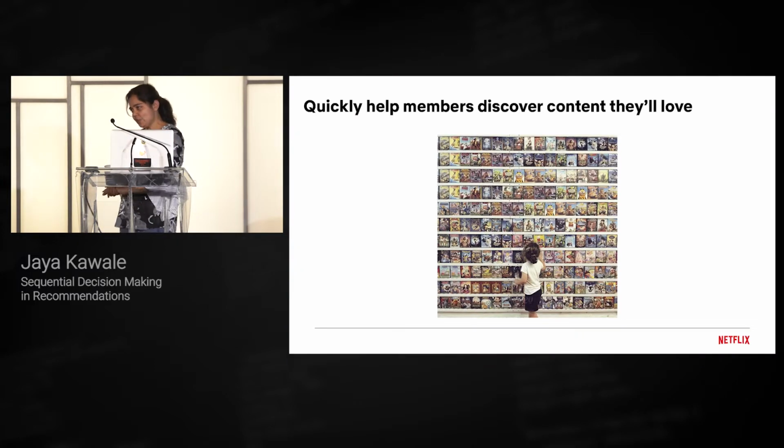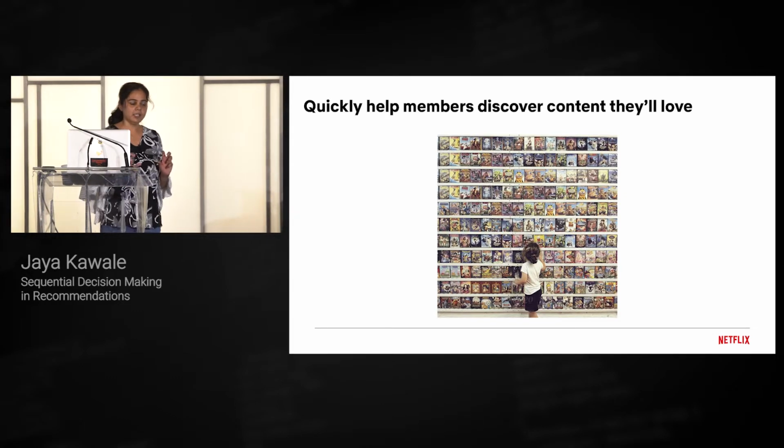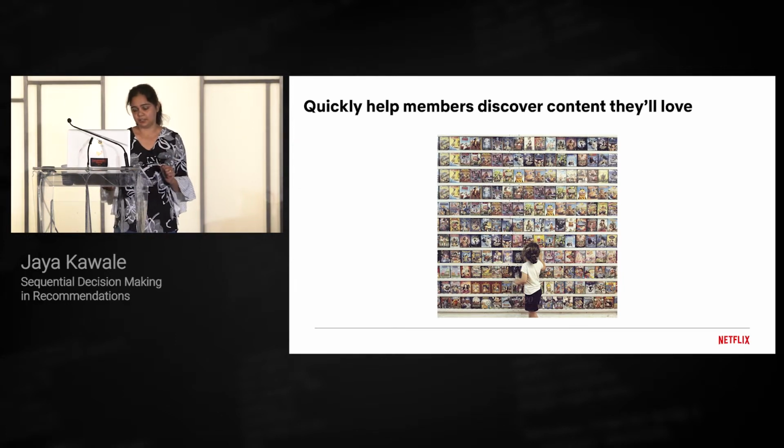So the goal of the Netflix homepage is to quickly allow members to find the content that they would love to watch as soon as possible. The risk is that if members do not find the content that they like, then they may lose interest and even cancel the subscription.